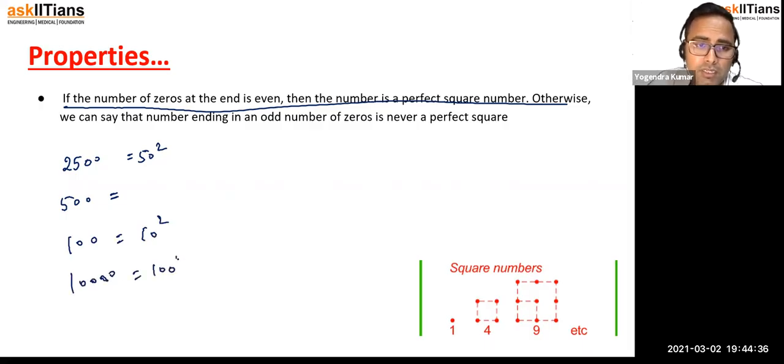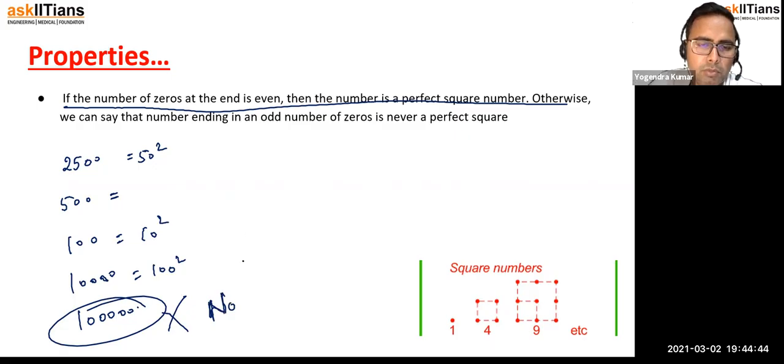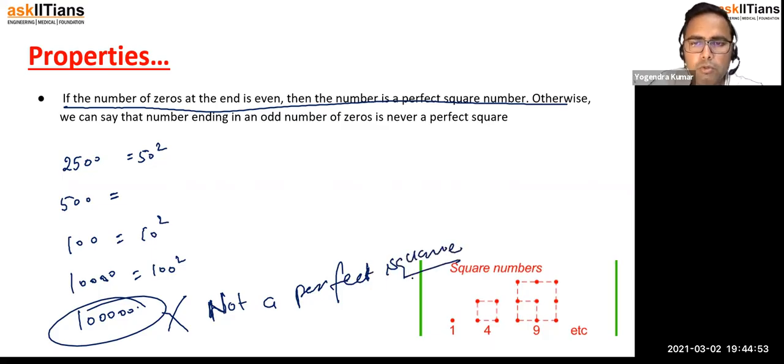10,000 is what, 100 square? Okay, this is not a perfect square, not by using the property. We can say it is not a perfect square. I hope you got it right. This is the main idea, right? This is what we are trying to say by using this property. I hope you got it.